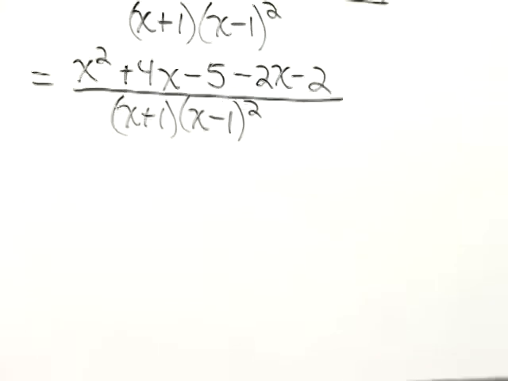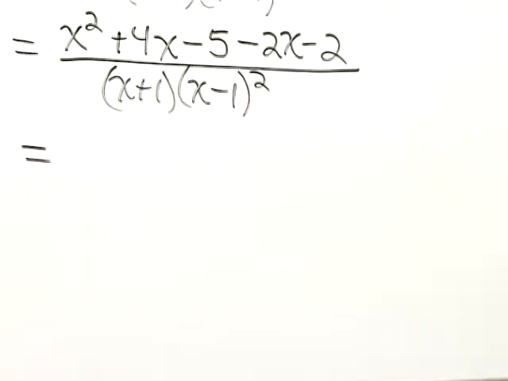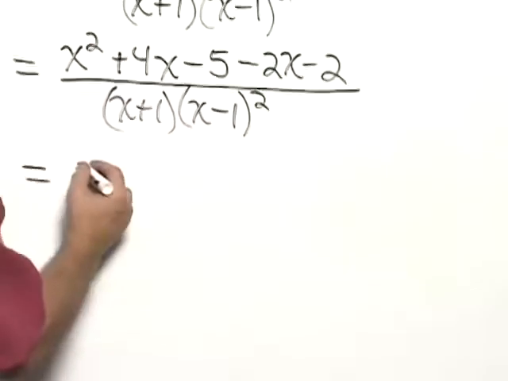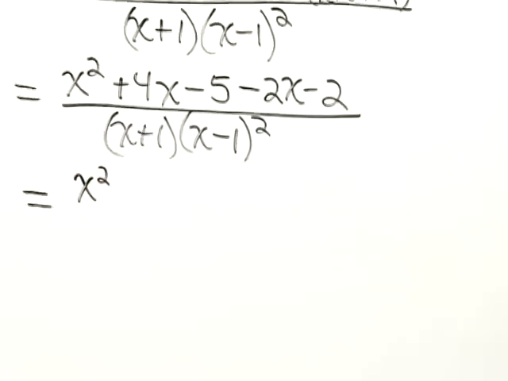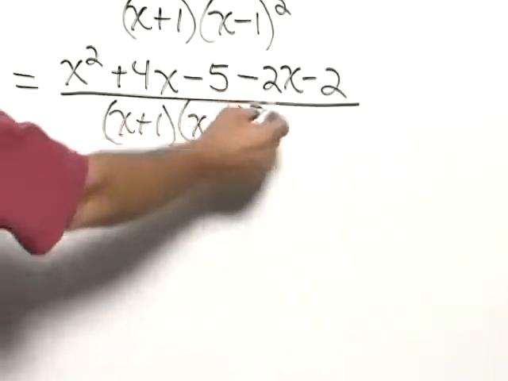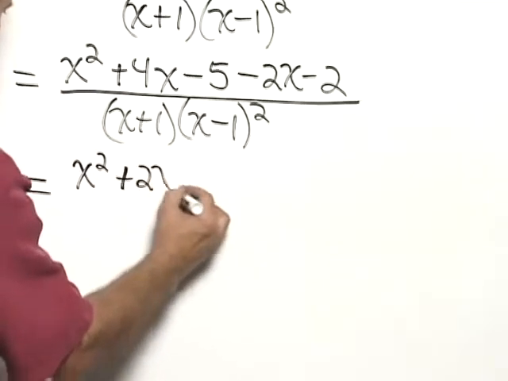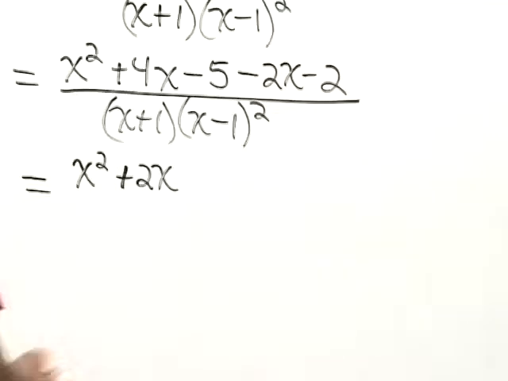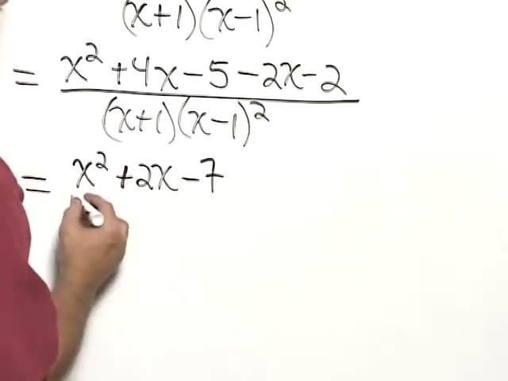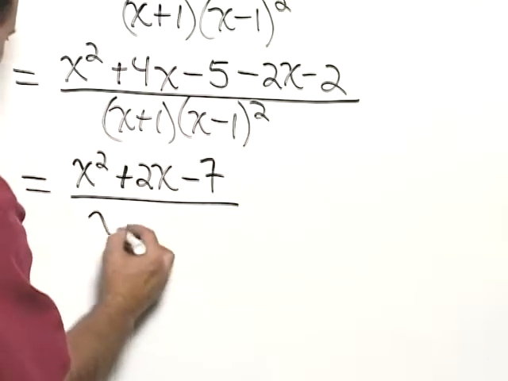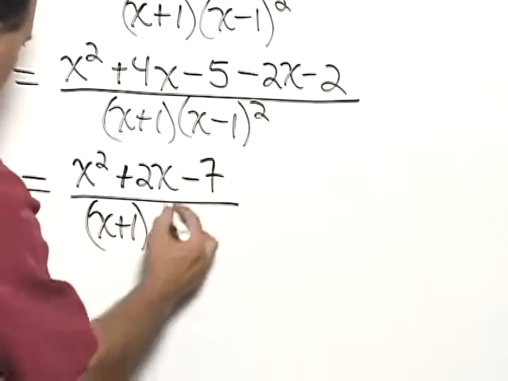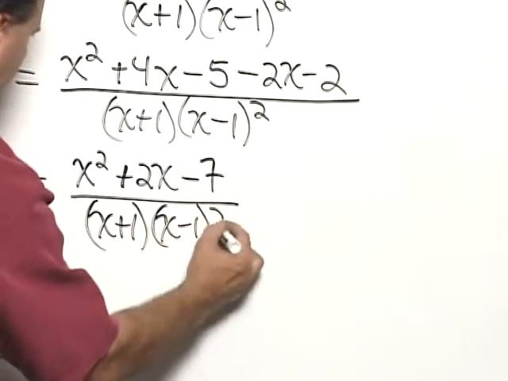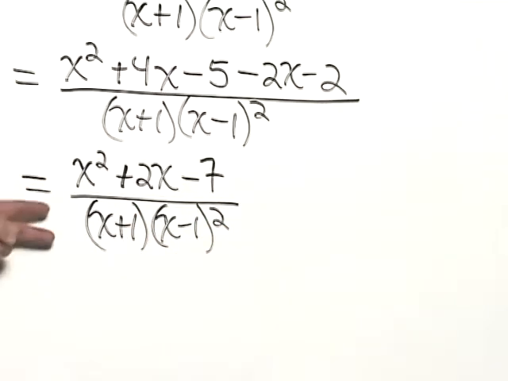One more step. Simplifying the numerator further. X squared is still the only x squared term. We have 4x minus 2x, which is plus 2x. Negative 5 minus 2 is minus 7, all over x plus 1 times the quantity x minus 1 squared. Once again, this is as simplified as it can be, so that is the final answer.